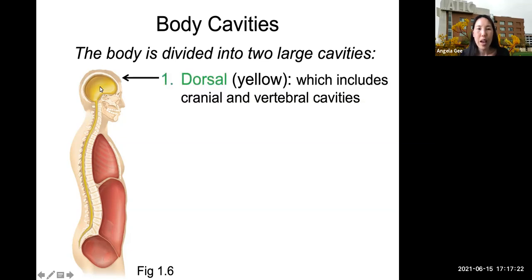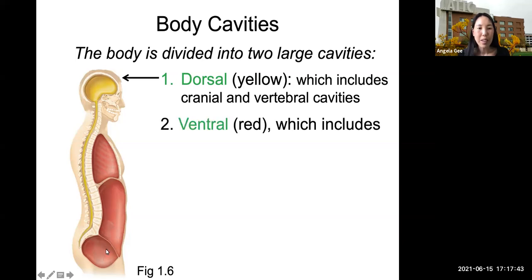In yellow, we have what's called the dorsal cavity. Dorsal means posterior or back. So you notice that most of this cavity is on the posterior or back side. The dorsal cavity can be subdivided into the cranial cavity, which holds the brain, and the vertebral cavity, which holds the spinal cord.